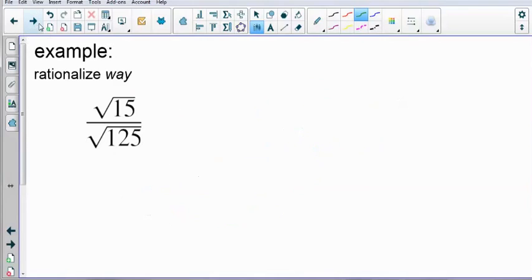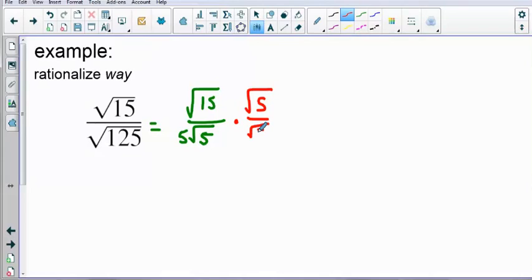But let's say we did it our normal way. We're going to end up having to rationalize this. On this one, I know the square root of 15 does not simplify with prime factorization. And I know when I do prime factorization, the square root of 125 ends up being 5 square roots of 5. But as you remember, you cannot have a radical in the denominator. So I'm going to have to multiply the whole thing by 1, which means it's going to be the square root of 5 over the square root of 5, because that is 1.